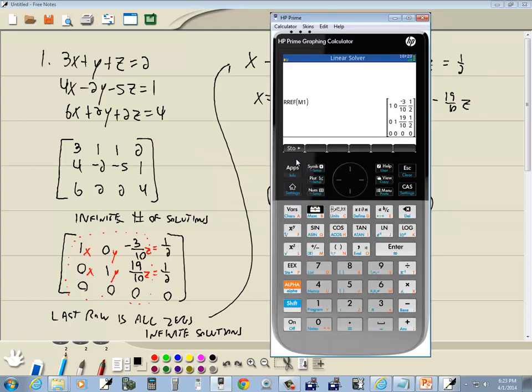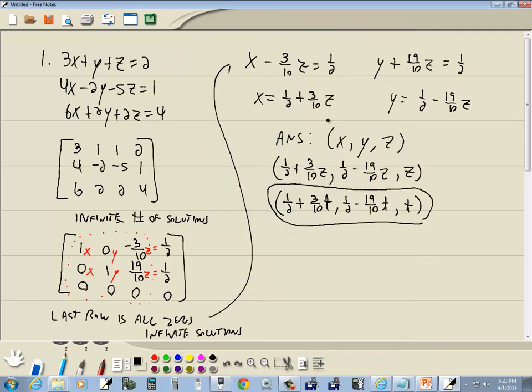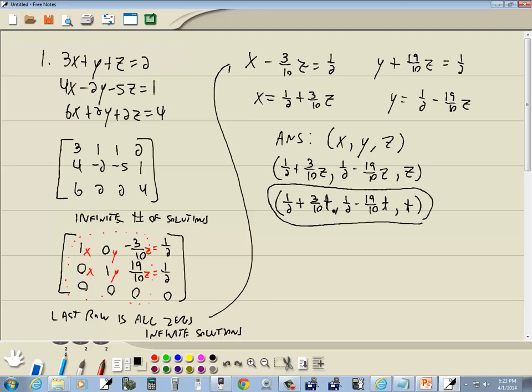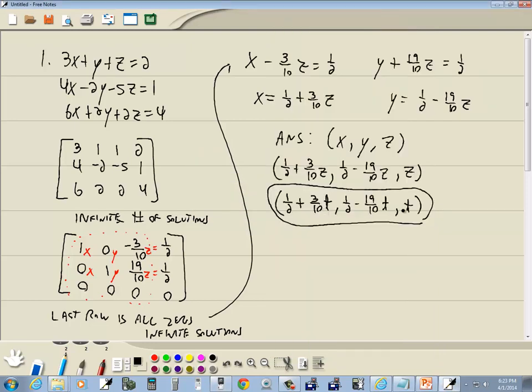Let's compare that against the linear solver. So I do an apps, go to linear solver. See, I got 3x plus y plus z equals 2, which doesn't match this. And this down here, negative 3.3, again, it still doesn't match, does it? So this, I've never seen any books looking for it in this form. I know what they're indicating. But the better way to write it is what we're saying here.